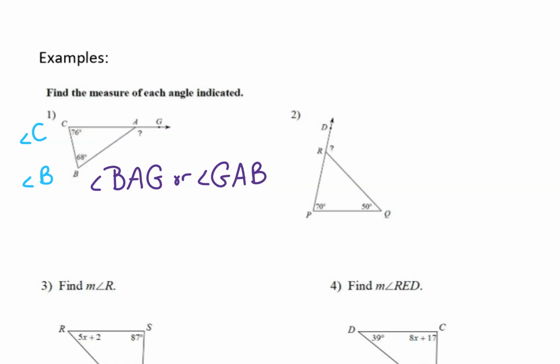Okay. I'm going to call mine angle BAG. And it says find the measure of each angle indicated, and so we're looking for that one since that's the one where the question mark is. And we know that that is equal to the sum of these other two angles. So 76 plus 68, and angle BAG is 144 degrees.